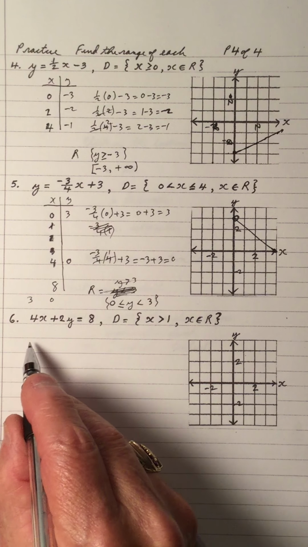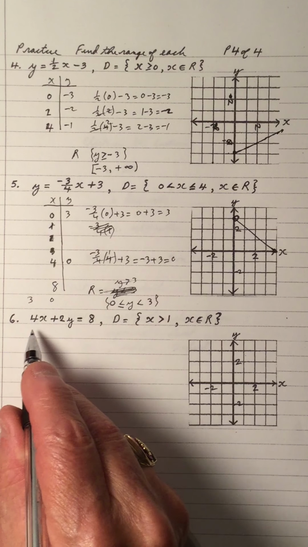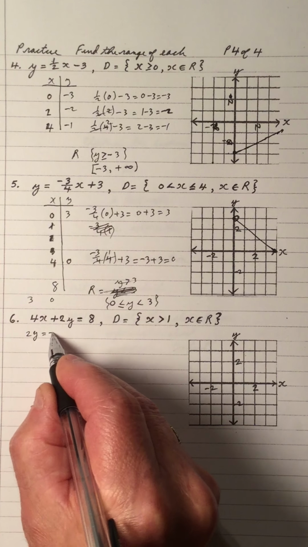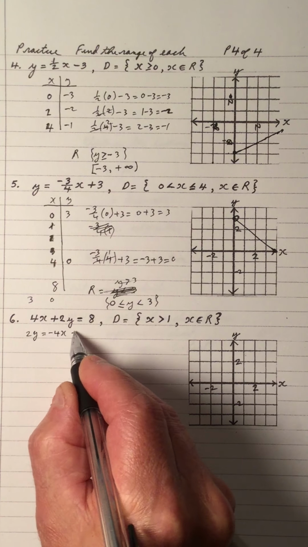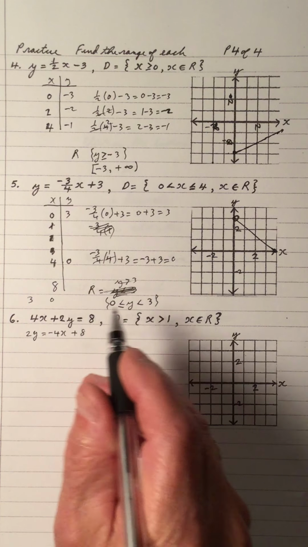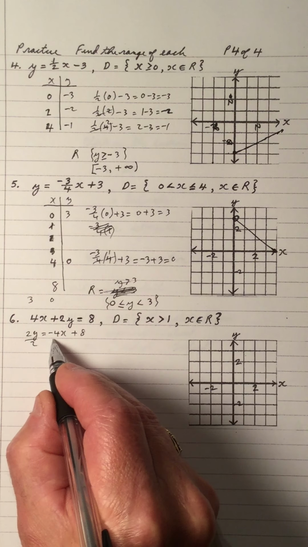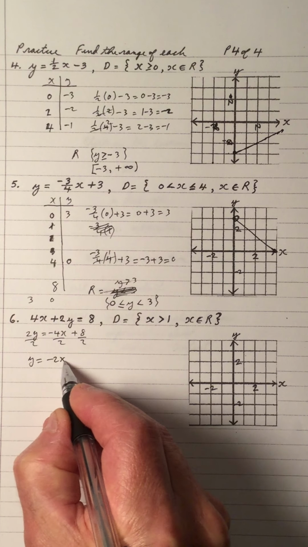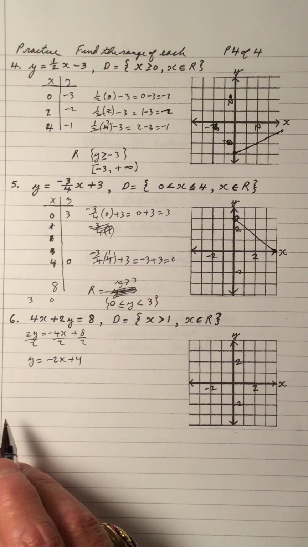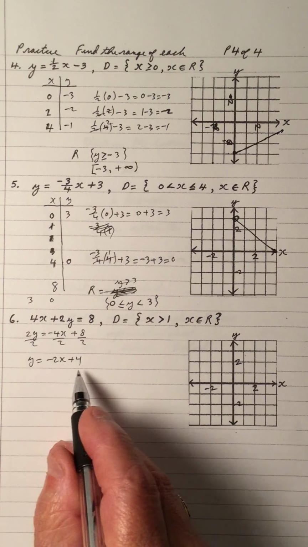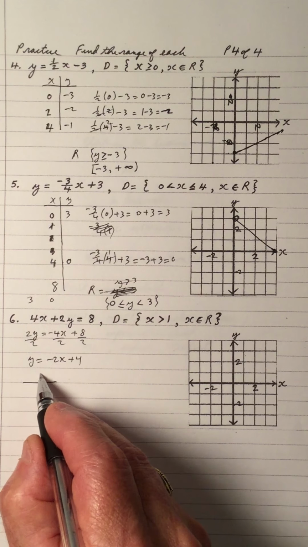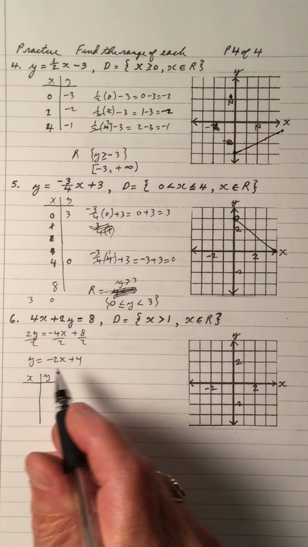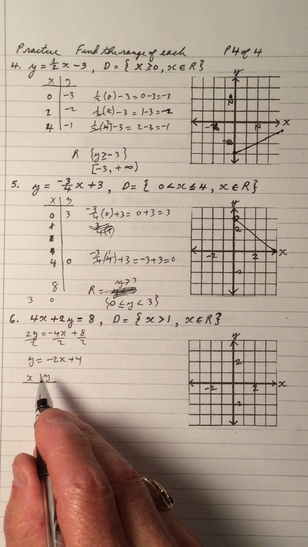Number 6, let's solve this one. This is standard form, but let's solve it for y. So the 4x goes over to the right, becomes negative. Divide all terms by 2, so y equals negative 2x plus 4. So that's the equation in slope-intercept form, because when it's in slope y-intercept form, it's easy to work out the values of y, because it's easy to plug in the values of x.